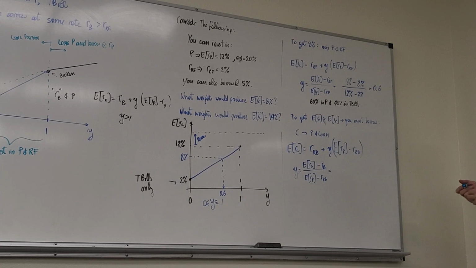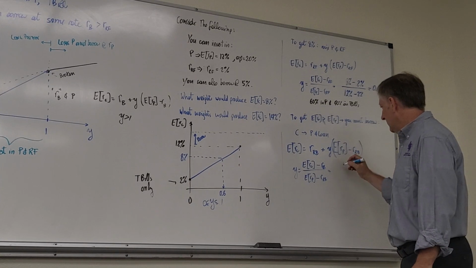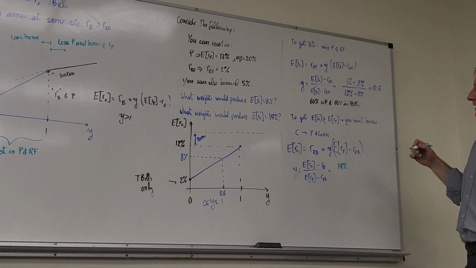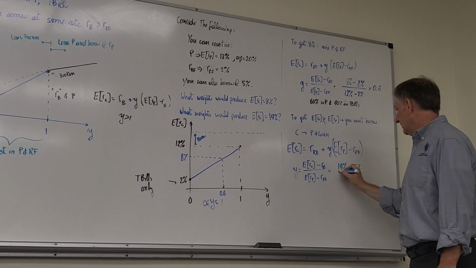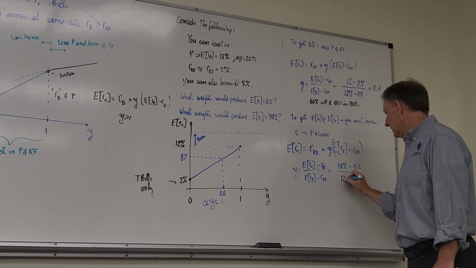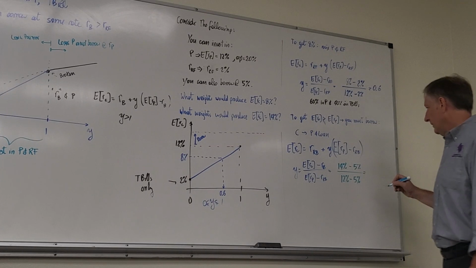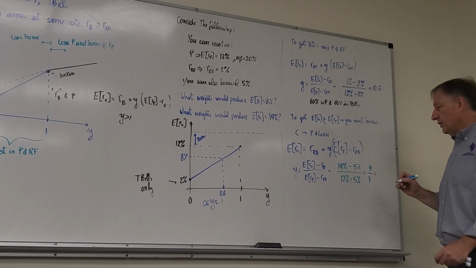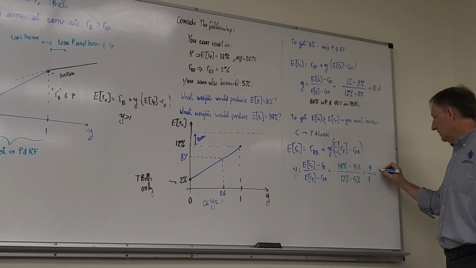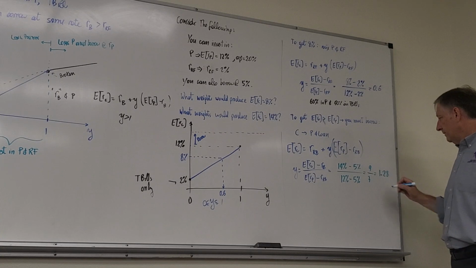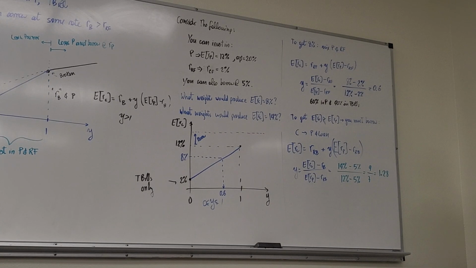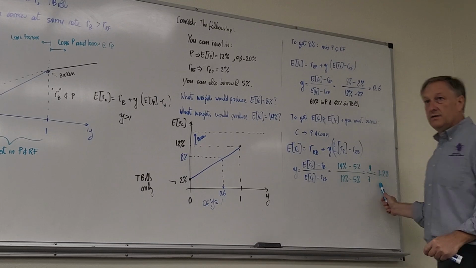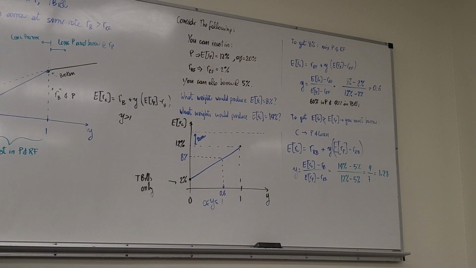C is 12. Sorry, not the target, it's 14. The borrowing rate is 5. P is 12. So you get 9 over 7. What do you get? 1.28 roughly. 1.28. Yep. So if you had a wealth of $100, you need to invest 128 in P, which means you have to borrow $28 at that rate. Yep. Questions?